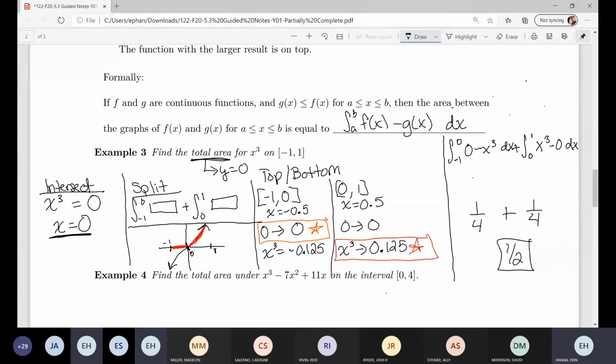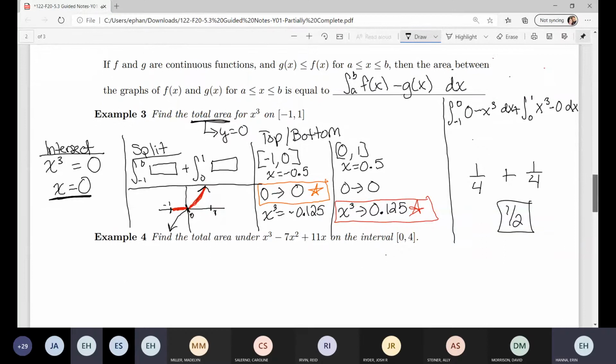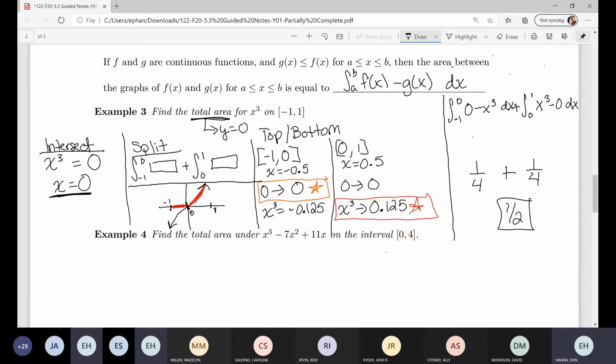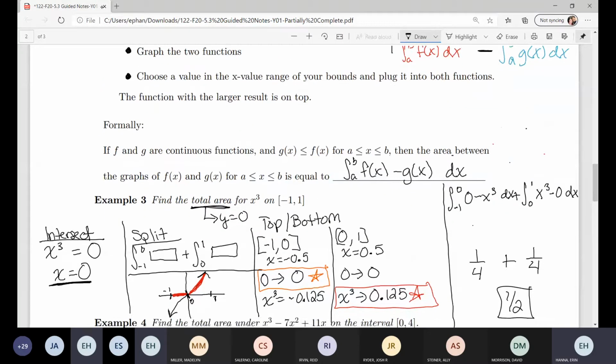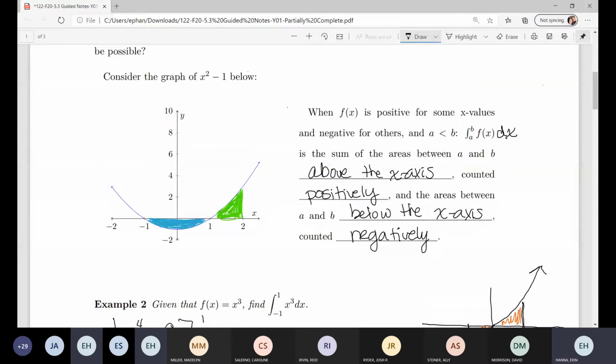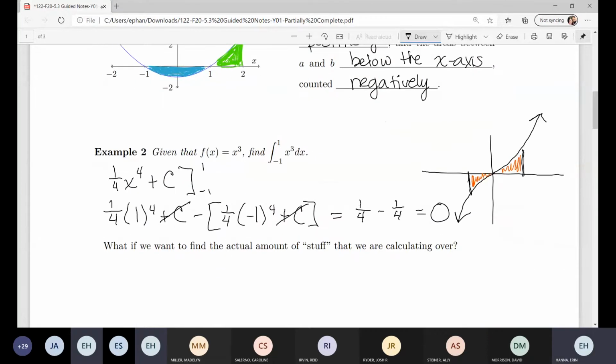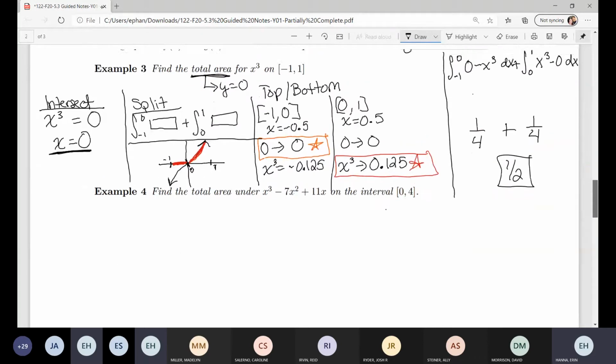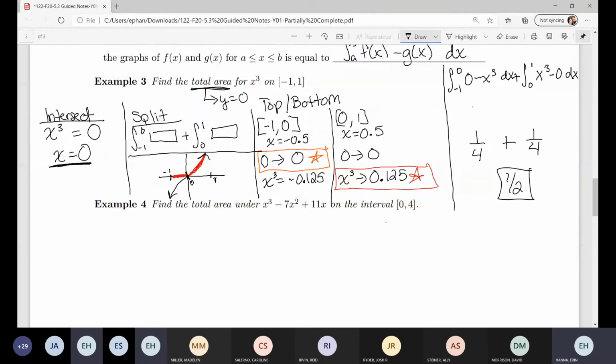So let me remind us of what we were doing. Let me go over this example really quickly to review, and then we'll do this next one down here. So we want to find the total area for x cubed. Remember, the point is that sometimes if you have area below the x-axis, it counts as negative area, and if you have area above the x-axis, it counts positively. So with x cubed going from -1 to 1, we have the same amount of area in each piece, so they end up canceling each other out. And with these, we're asking not the general integral, but how much stuff is there.